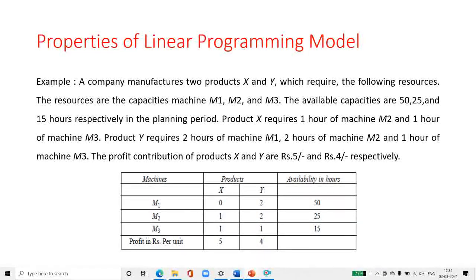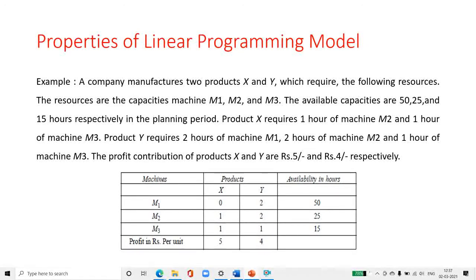Product X requires 1 hour of machine M2 and 1 hour of machine M3, and nothing from machine M1. And product Y requires 2 hours of machine M1, 2 hours for machine M2, and 1 hour for machine M3. For that, the profit contributions of products X and Y are 5 and 4 respectively.